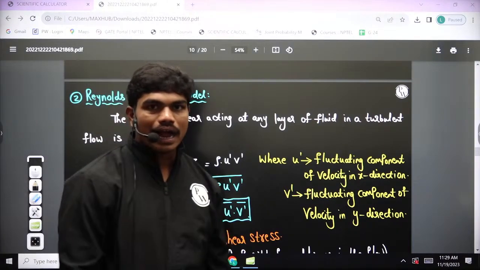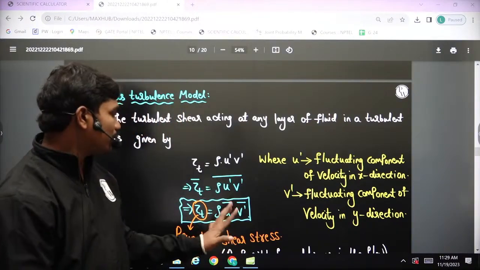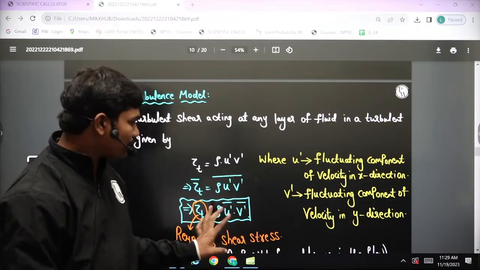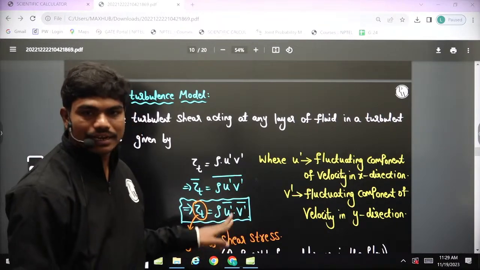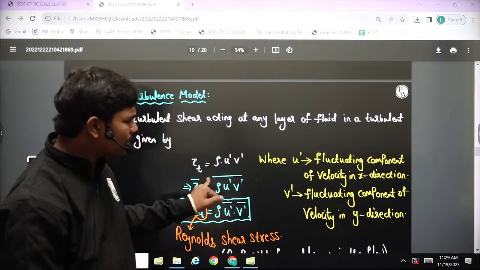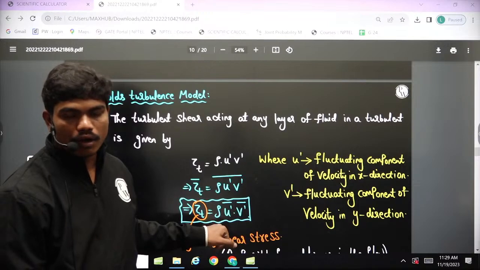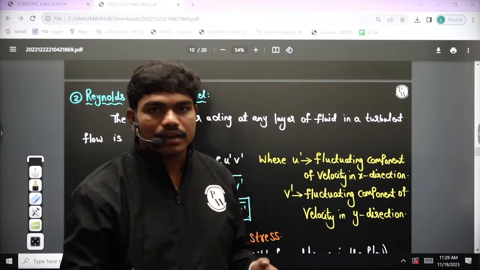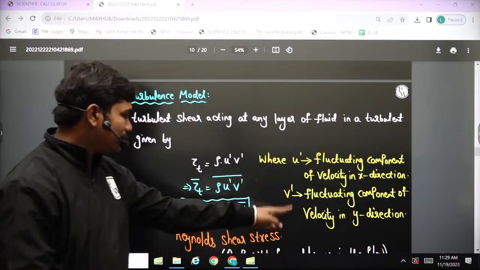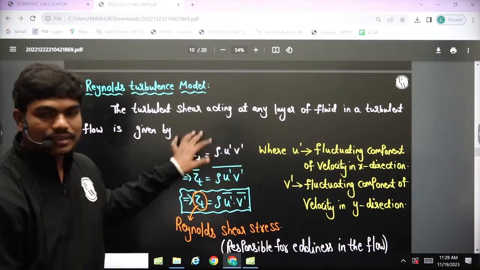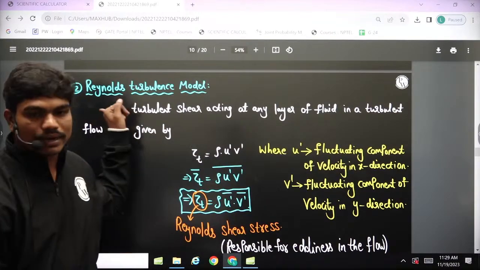Normally if you do scaling, you will find the magnitude of this term will be approximately this. It's not that, since there is a bar, I can split it individually mathematically. Normally you cannot say the mean of xy is equal to x mean into y mean mathematically. But if you compare the magnitudes, they will be comparable in this particular case. This is responsible for eddiness, and this is based on the model given by Reynolds.